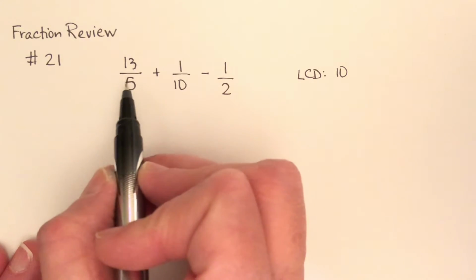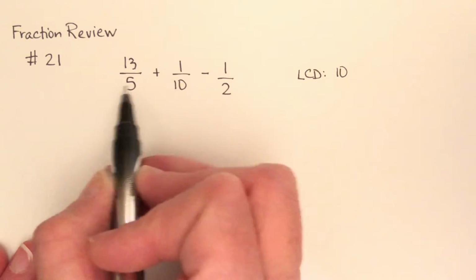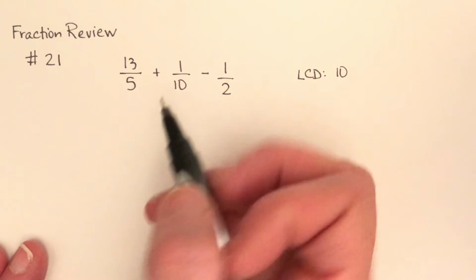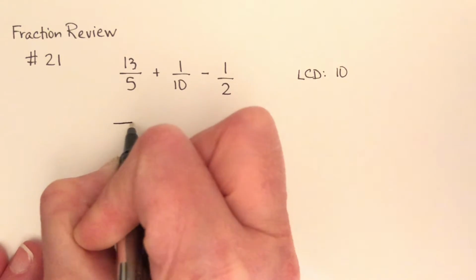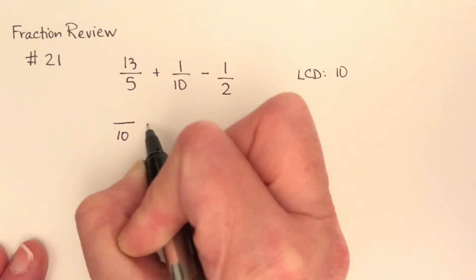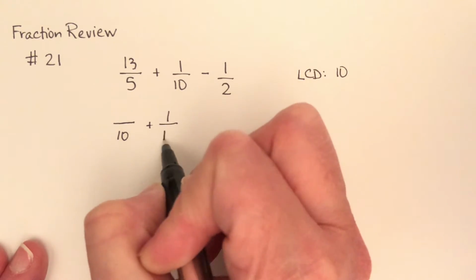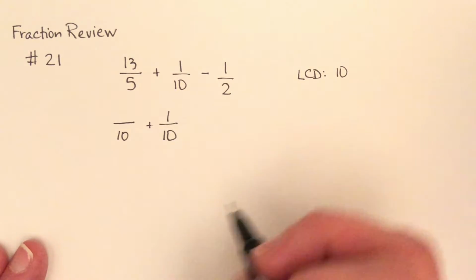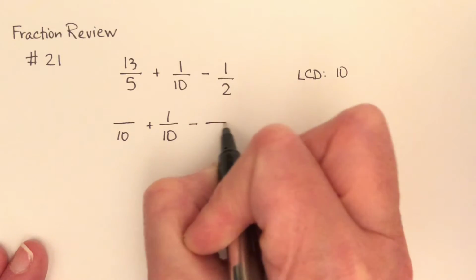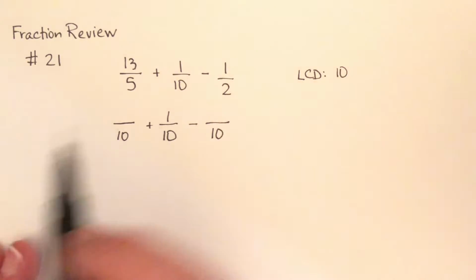That means I need to rewrite these two fractions as something over 10. So I'm going to have something over 10 plus, I'm not going to need to change this one, so I get to just recopy it, plus 1/10 minus something over 10.